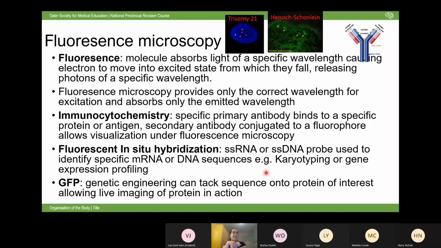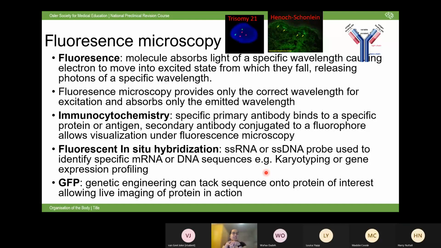And the reason that we care about this is that it allows us to give only a specific wavelength of light, and then essentially use filters on the microscope so that we're only looking at, or absorbing, the particular emitted wavelength. Which then means if we have stained our samples such that only the protein of interest is fluorescing, we can look at only that. So it just makes things easier to see.